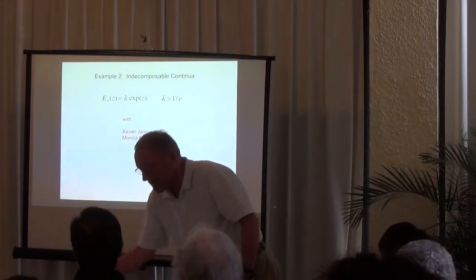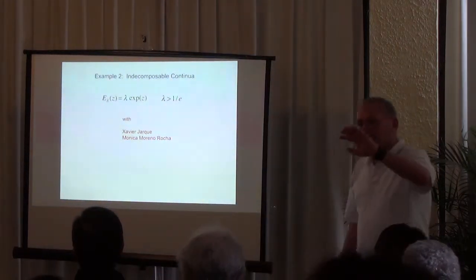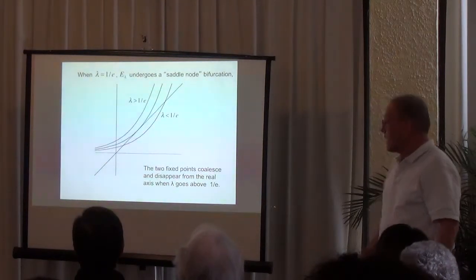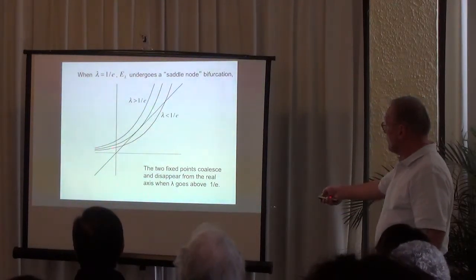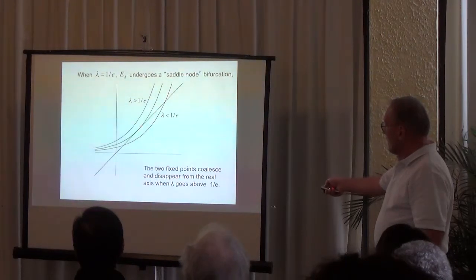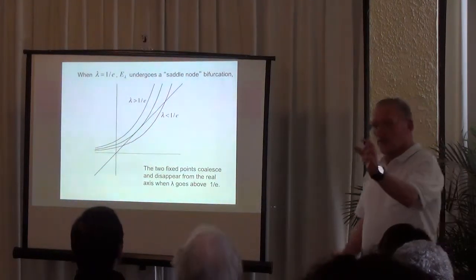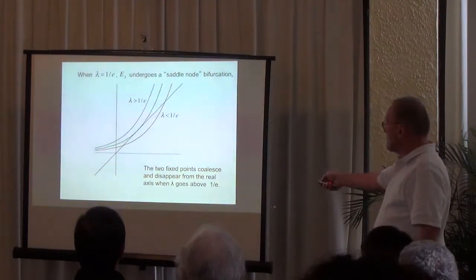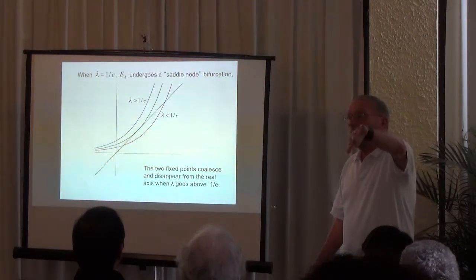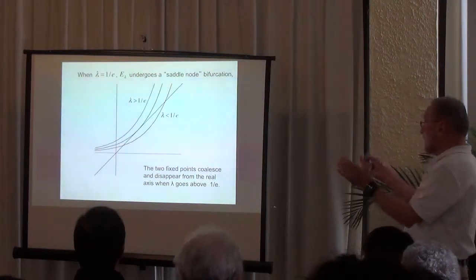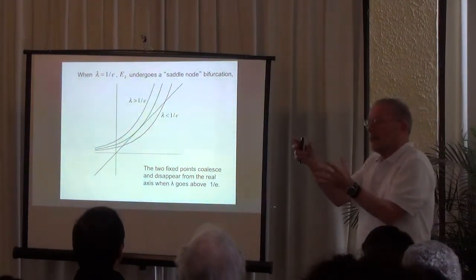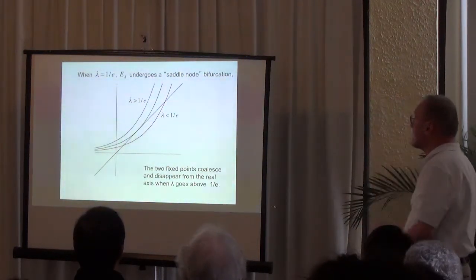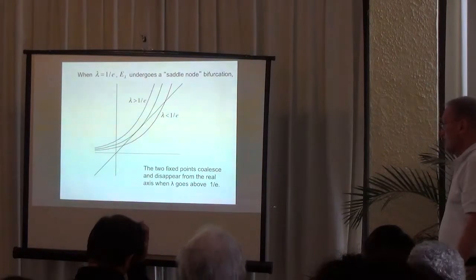So let's move to indecomposable continua. Before, lambda was less than or equal to 1 over e, now lambda is larger than 1 over e. What happens on the real line is, before, remember we had those two fixed points. When lambda equals 1 over e, those two fixed points come together on the real line. And then when lambda is larger than 1 over e, the graph is above the diagonal. So those two fixed points come together, and they disappear from the real line, but actually move off into the complex plane. This is a saddle node bifurcation, as we call it.